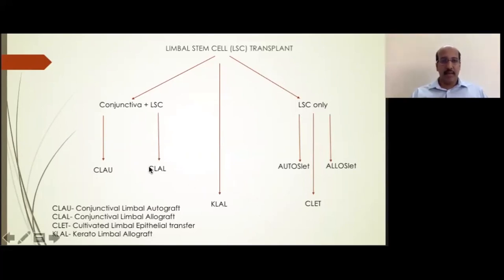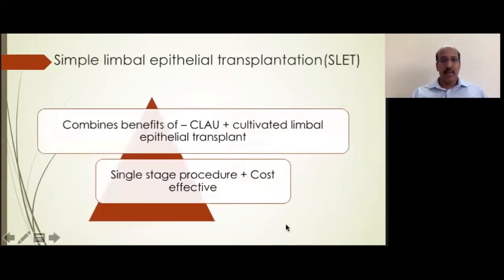Keratolimbal allograft, alloSLET and conjunctival limbal allograft, because they are from other individuals, carry a chance of rejection and need immunosuppression. Simple limbal epithelial transplant, or SLET, combines the benefits of the conjunctival limbal autograft and cultivated limbal epithelial transplant. It's a single stage procedure and cost effective.